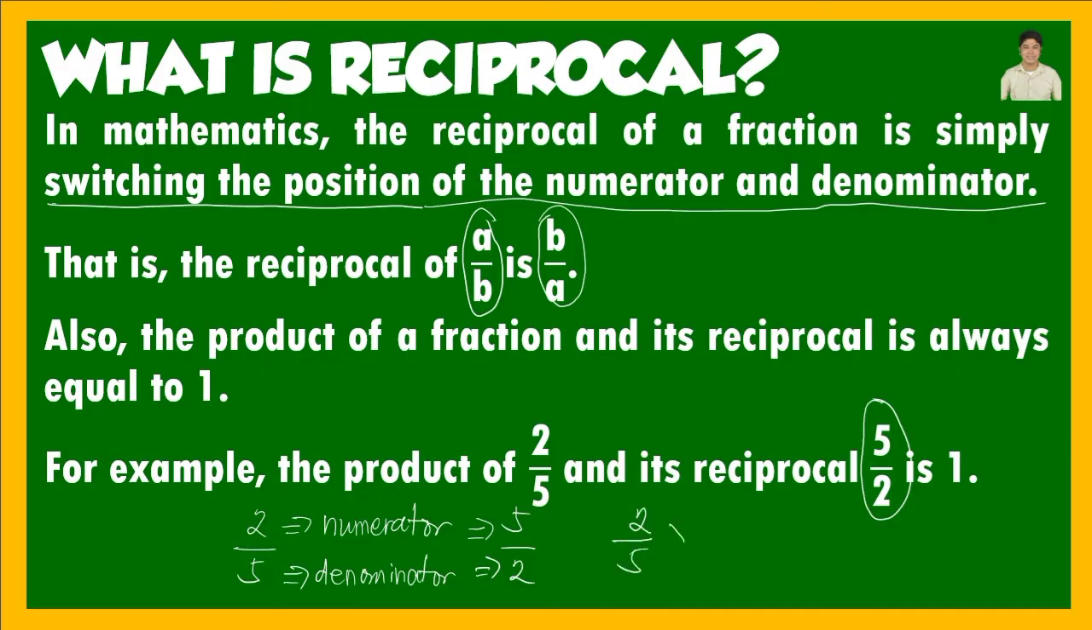And then, kapag kinuha natin yung product, ganito siya. 2/5 times 5/2 using cancellation method. So, yung 2 tsaka 2 makakancel, magiging 1. Pareho. Pati yung 5, makakancel sila pareho, magiging 1. And then, pag multiply natin yung remaining factors, so 1 times 1 sa numerator, 1. And then, 1 times 1 sa denominator, we have 1. And 1/1 is equal to 1. Therefore, the product of a fraction and its reciprocal is always equal to 1.